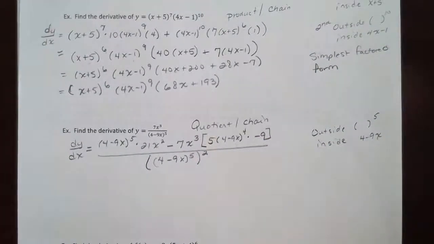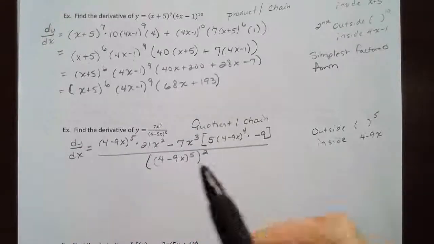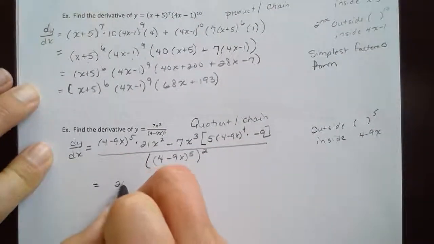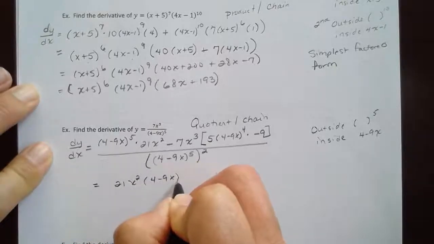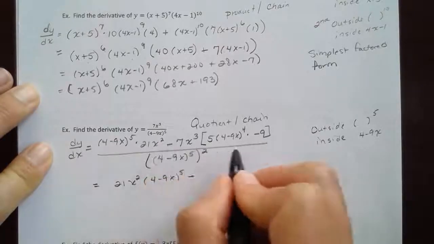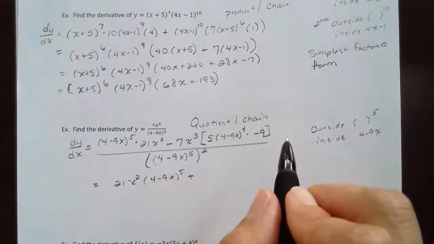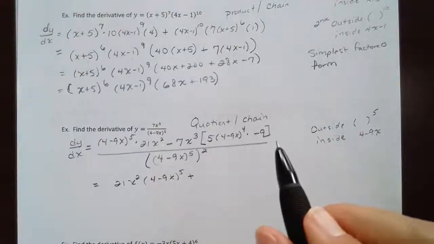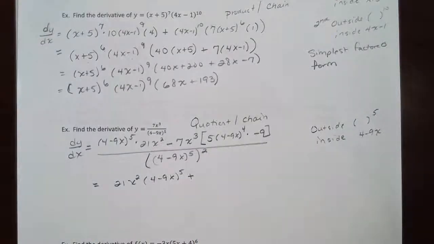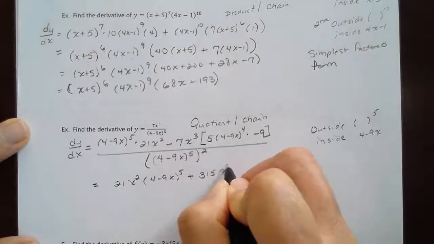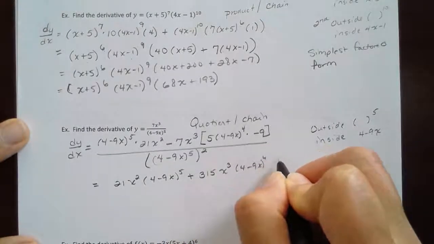Okay, let's go ahead and clean this up a little bit, and then we're going to have to do some factoring like we did with our product, because multiplying these two out isn't going to work, and actually if I can pull some of them out, I'll be able to cancel them with some of these. So let's rewrite this as 21x squared times 4 minus 9x to the fifth, plus actually, because a negative and a negative make a positive, 7 times 5 times 9 is going to be how much? 35 times 9? 350 for 315? 315x cubed times 4 minus 9x to the fourth power.